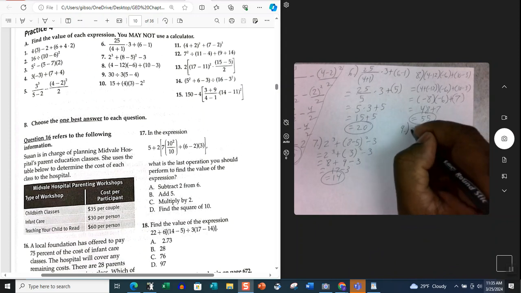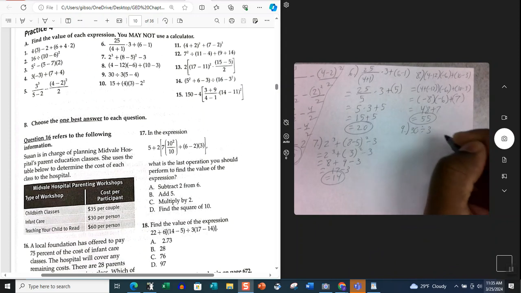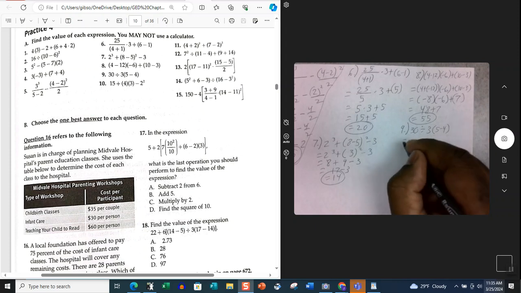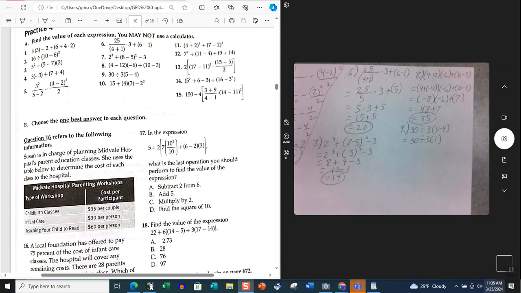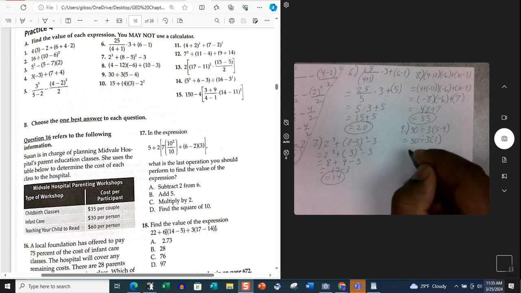Number 9, we have 30 divided by 3 times 5 minus 4. We do what's in the parentheses first. 5 minus 4 is 1. Now we have multiplication and division. Whichever one comes first from left to right. In this case, division came first. 30 divided by 3 is 10, times 1 is 10.